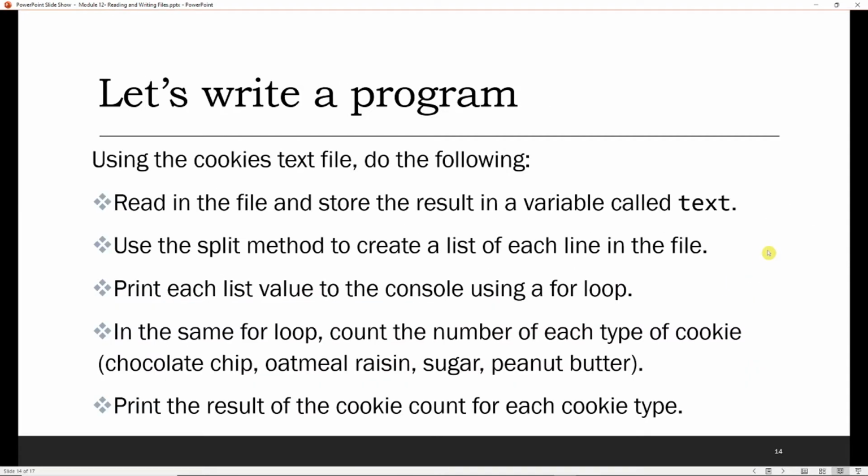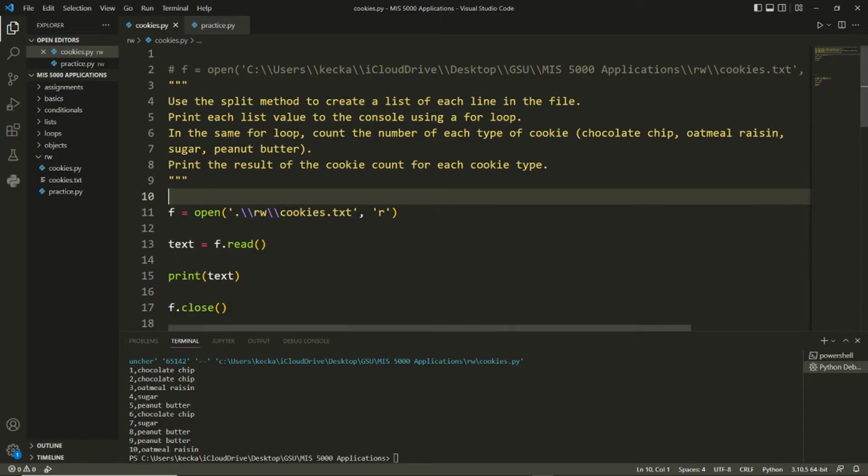So let's take a look at this example. We've already completed some of this. So using the cookies text file, do the following. Read in the file and store the result in a variable called text. We've already done this. Next, use the split method to create a list of each line in the file. Let me go ahead and copy these instructions over and we'll finish this out. Okay, so I've copied over the instructions.